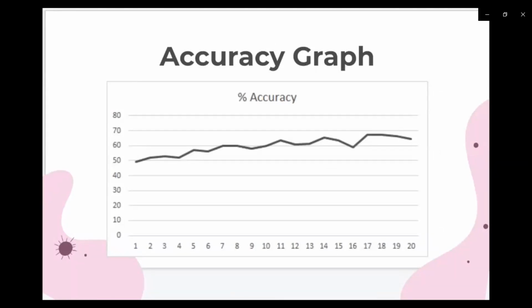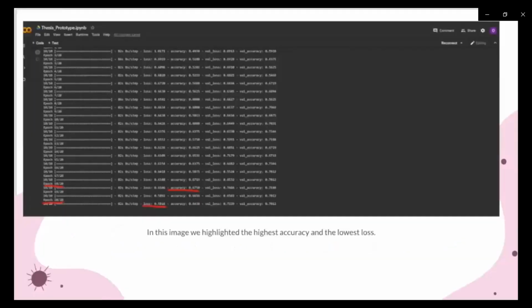This accuracy graph shows that it ranges from 50 to 70, almost 70%. And I'll be talking more about our results in the upcoming slides. So moving on to the next slide. In this slide, we show that we got our highest accuracy of 67.5% in epoch 18, and our lowest loss was 58.16.